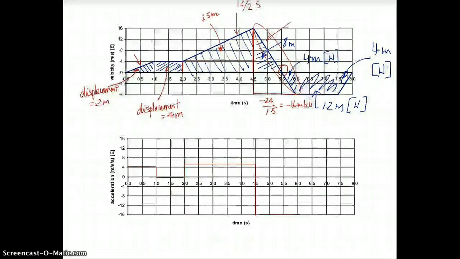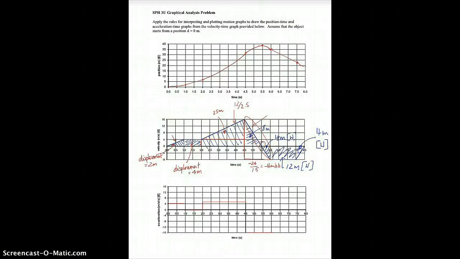Let's take a look at all three graphs now, and we'll have a look at some relationships. So first of all, we see that if we start off with curves on the position time graph, they become straight lines on the velocity time graph. A straight line on the position time graph, such as this little section right here, becomes a flat line on the velocity time graph. And sloping lines on the velocity time graph become horizontal lines on the acceleration time graph. So the graphs get simpler and simpler as you go from position to velocity to acceleration.